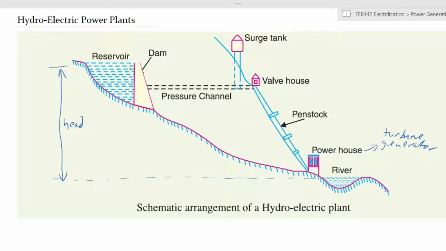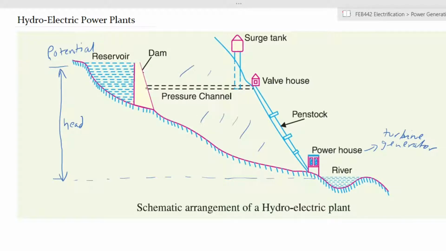So you have your reservoir blocked by a dam so that you have millions of liters of water being preserved, ready for conversion into electric power. This has the potential energy, which we will make use of down here as rotational energy or as kinetic energy of the water moving through. So straight away, the water can be accessed through a pressure channel. Usually this is underground. You can see this is the ground that is there.